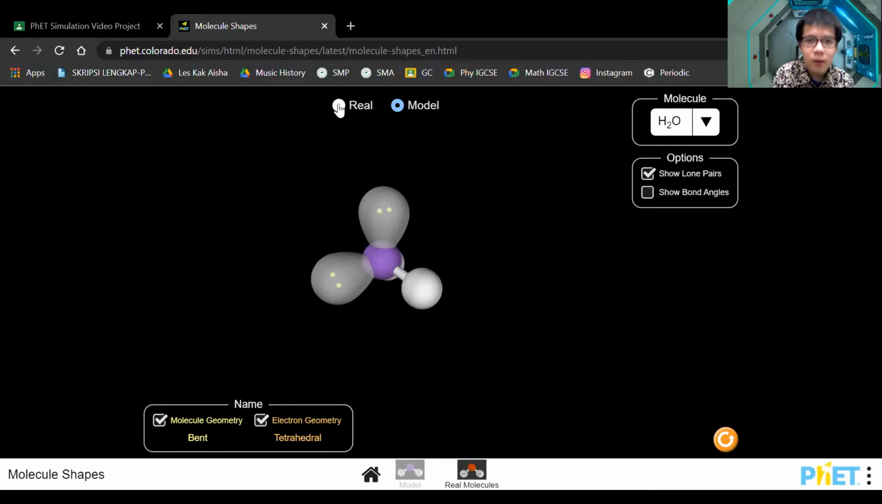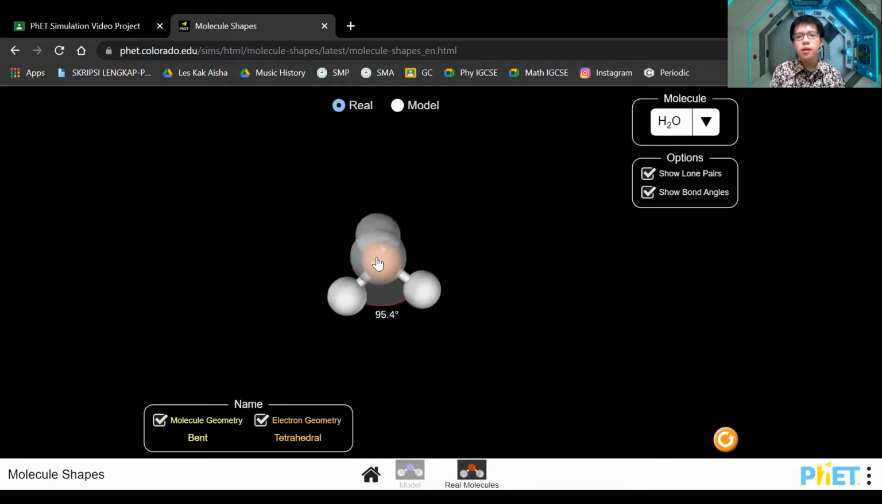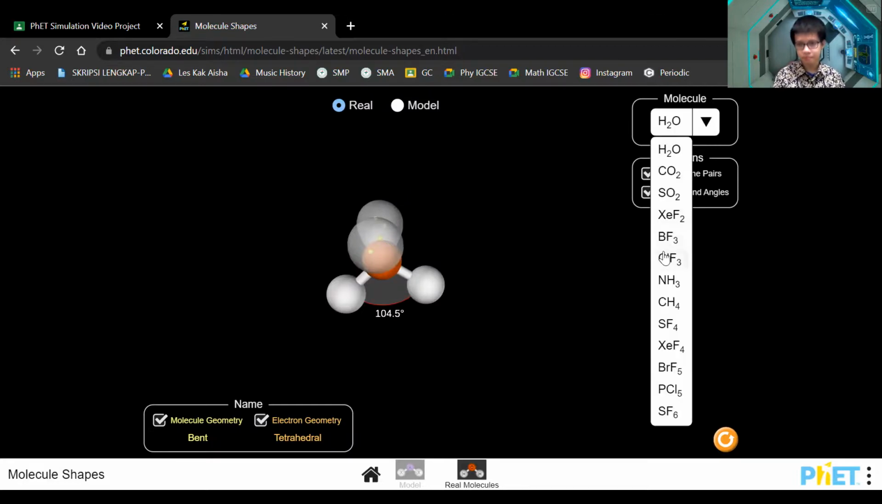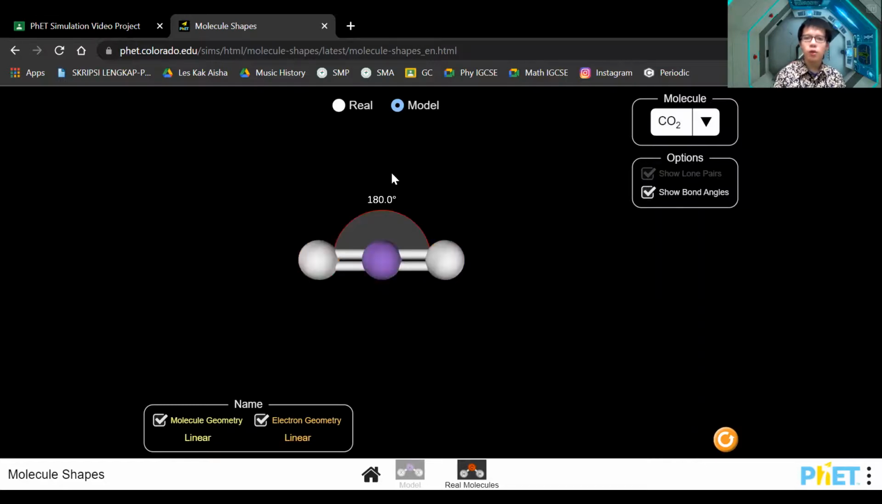Okay, so we see the real one. We see the model first. The bond angle is 109.5, but the real molecule is 104.5 because the lone pairs decrease the bond angles. Okay, so how about carbon dioxide? In carbon dioxide, the name of the molecular geometry and electron geometry is linear, so the angle is 180. The real one is also 180 degrees because there are no lone pairs.